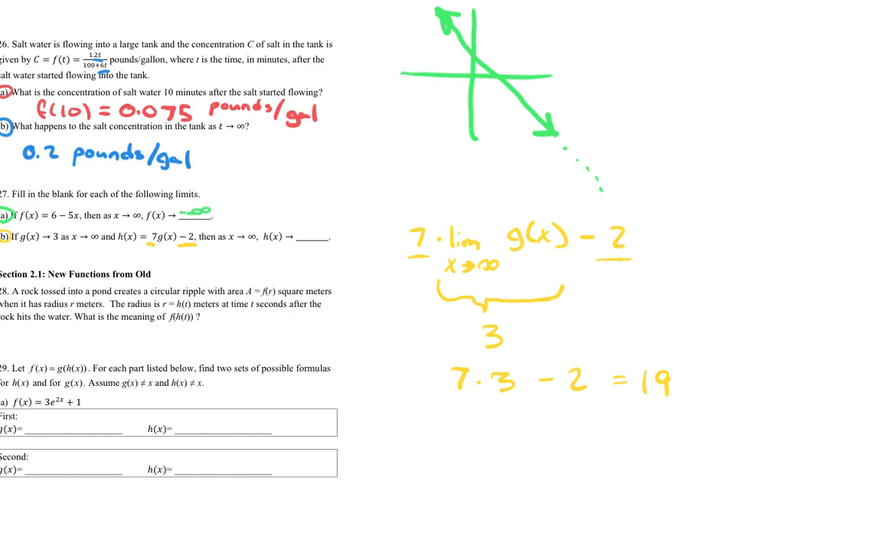The 7 kind of does because it has this g of x, but we're told that the limit of that is going to approach 3. So we just get to plug that in directly and solve. So this one here should be 19.